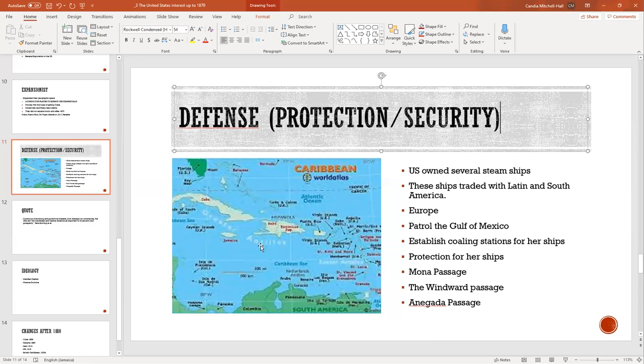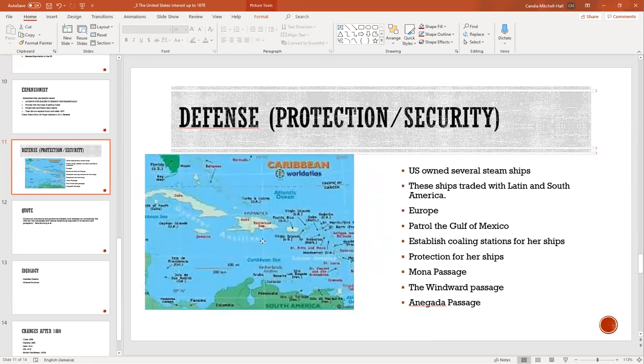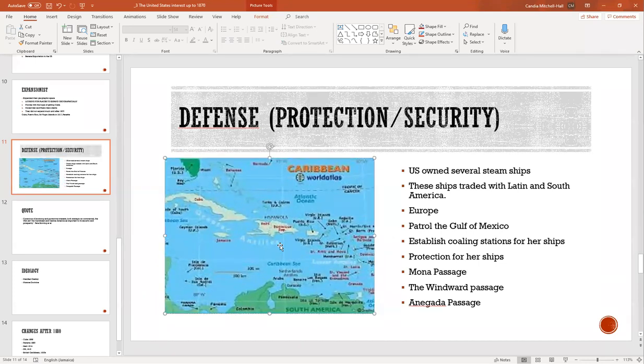So during this time, in the 1870s, or up to the 1870s, Germany was coming into the Caribbean to try to get places. While Germany was coming in, investing in the Caribbean, places like Haiti and the Dominican Republic, the US, although they had a relationship with Britain, didn't trust them. They were very fearful of Britain. They didn't trust the Spanish, the French, the Germans. They didn't trust anybody from Europe.